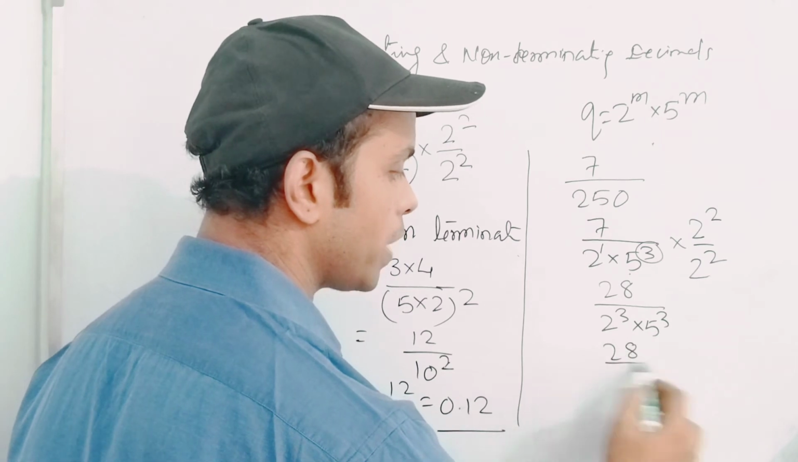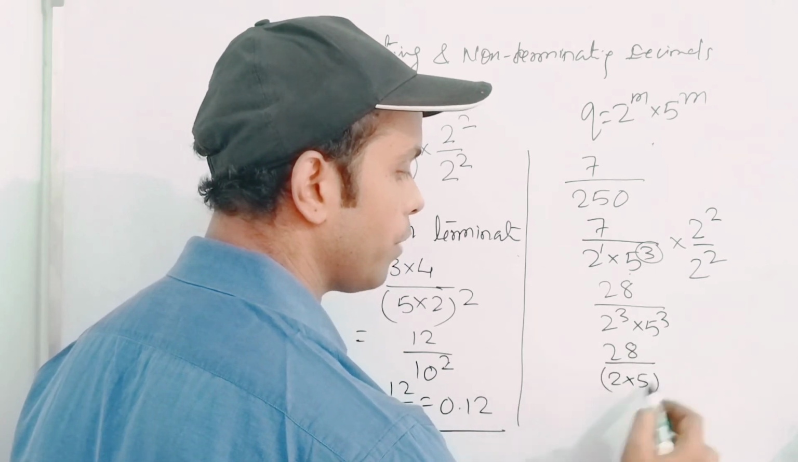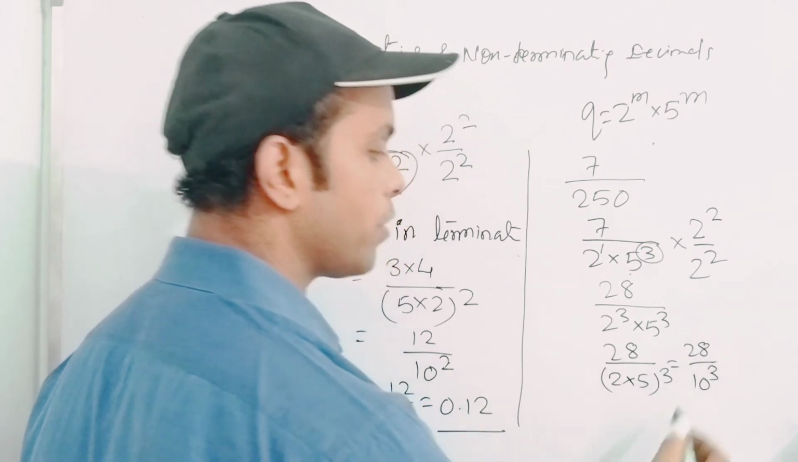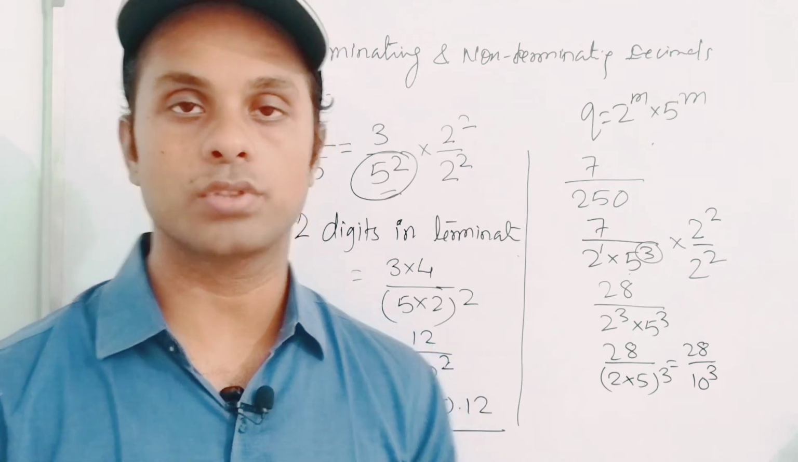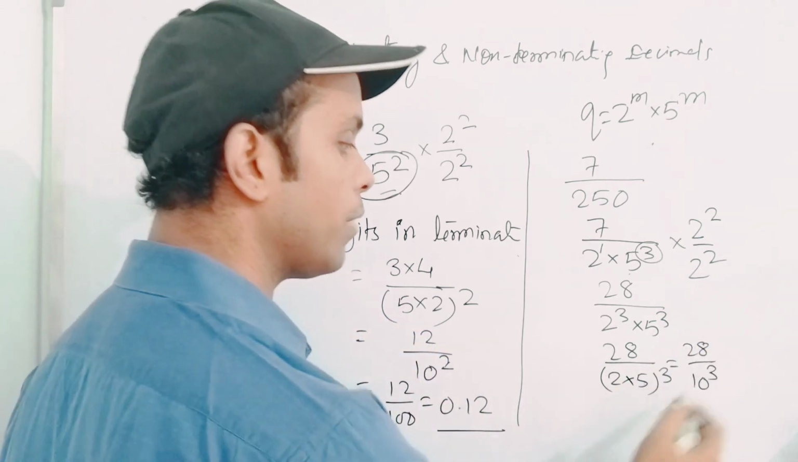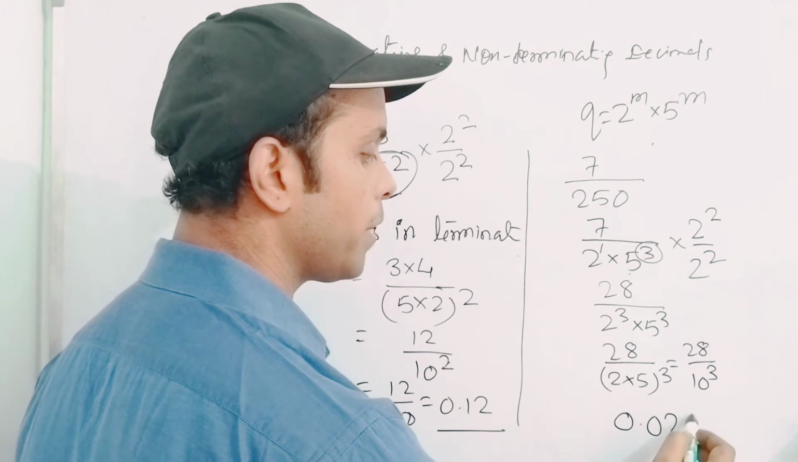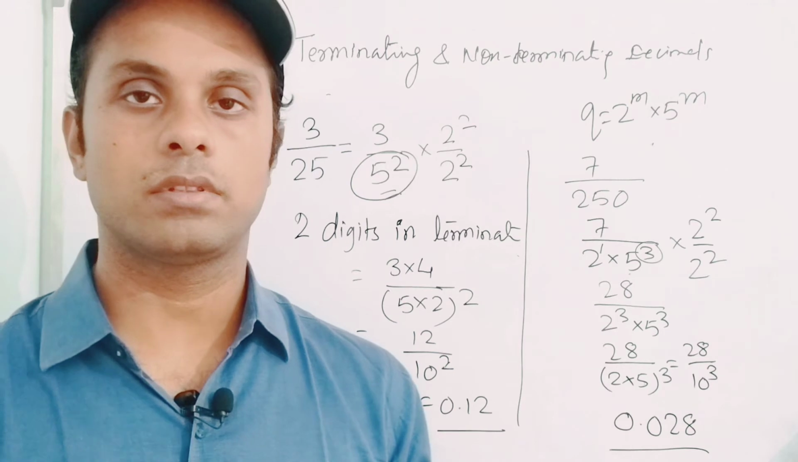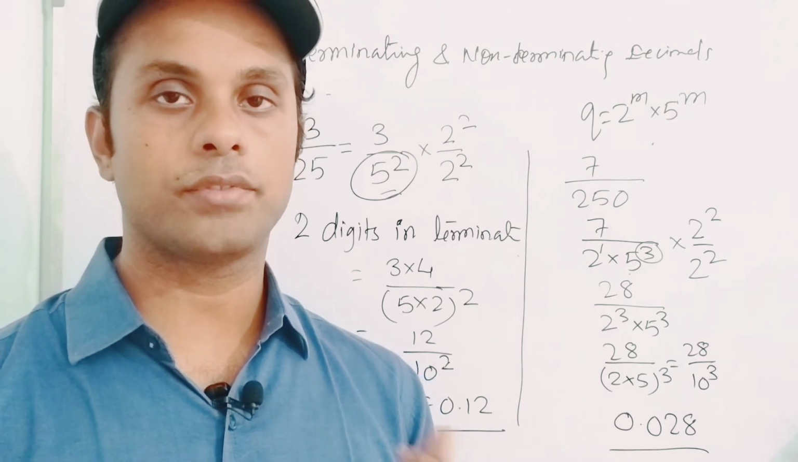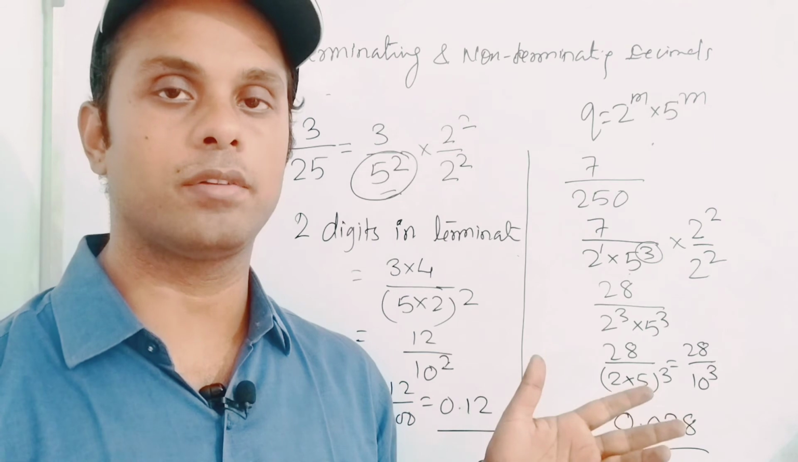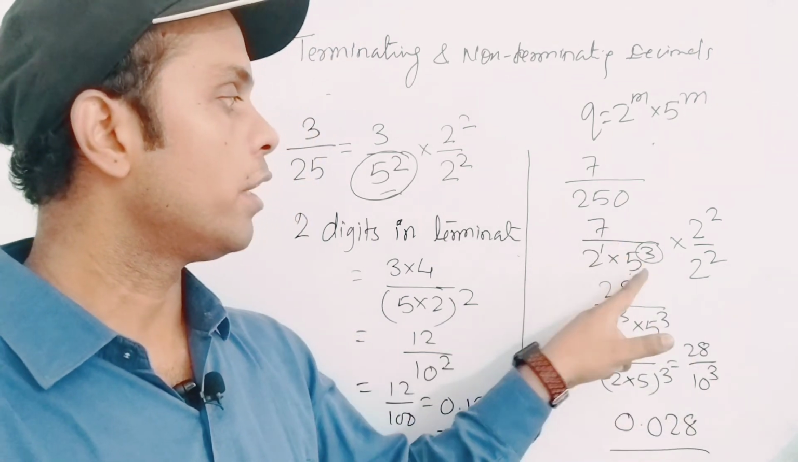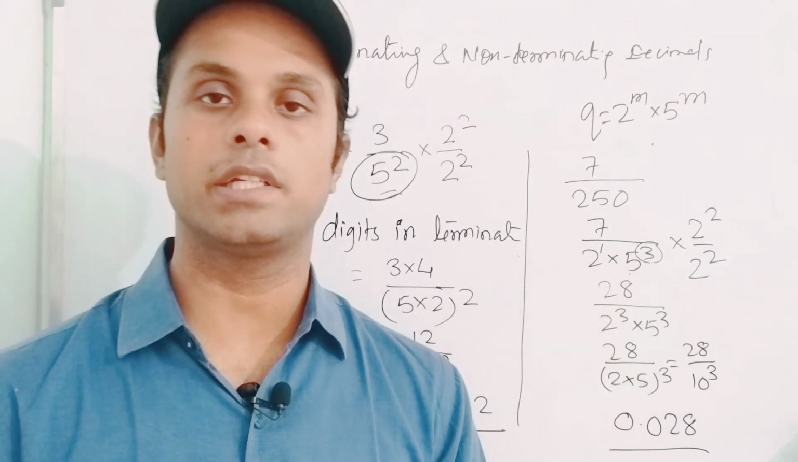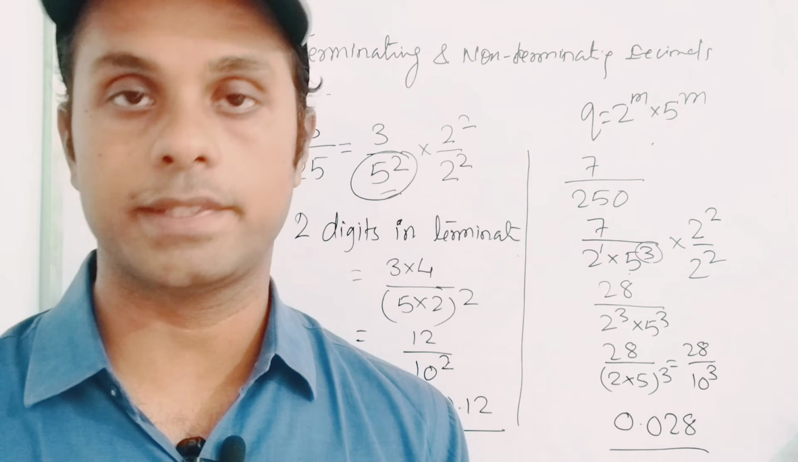Now what is next? 28 upon 2 into 5 raised to the power 3. So you obtain this upon 10 raised to the power 3. 10 raised to the power 3 means 1000. So if you divide the number 28 by 1000, then what do you obtain? 0.028, and there are 3 digits after the decimal. So already we decided it without any calculation here that the highest degree is 3. So there will be 3 digits in its terminating decimal.